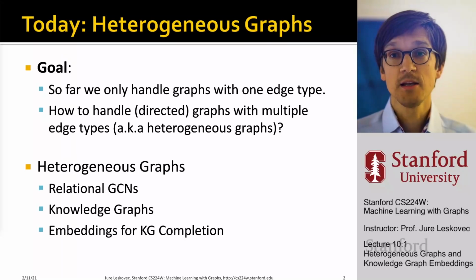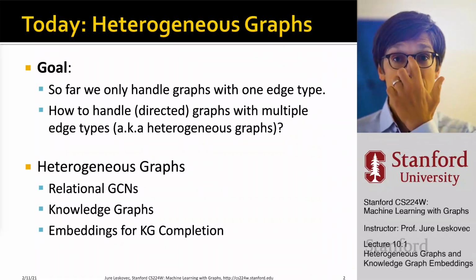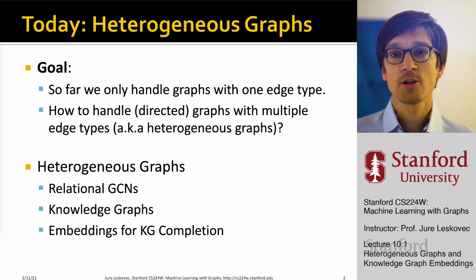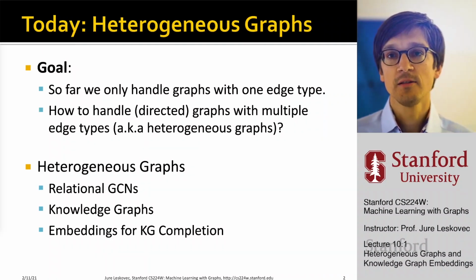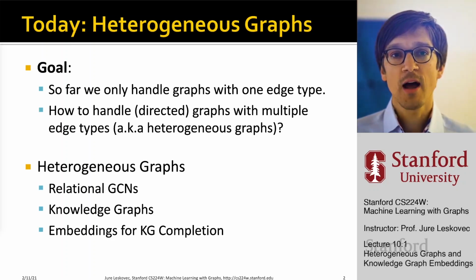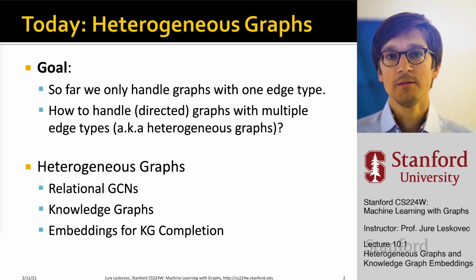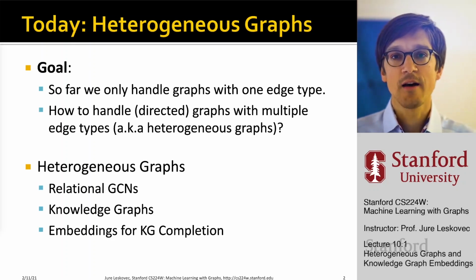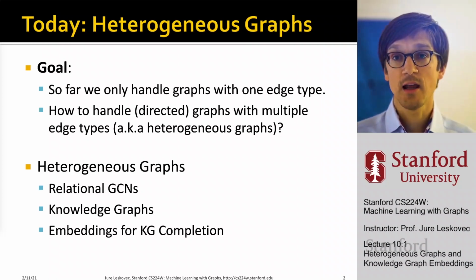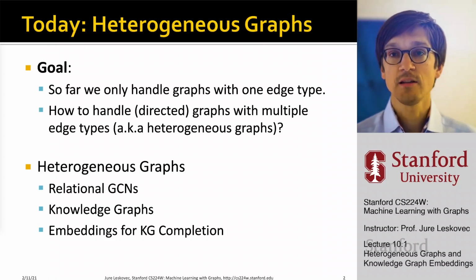Basically, so far in our course, we have been handling graphs that have only one edge type and only one node type. We just said there are nodes and edges, and nodes are connected with edges. So now the question is, how do we handle graphs, directed or undirected, that have multiple types of connections, multiple types of nodes, multiple types of links between them? And this is the notion of heterogeneous graphs. Heterogeneous in the sense that they contain heterogeneous sets of entities and heterogeneous sets of edges.